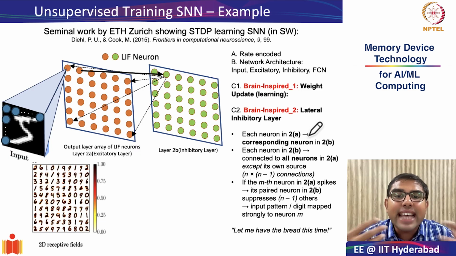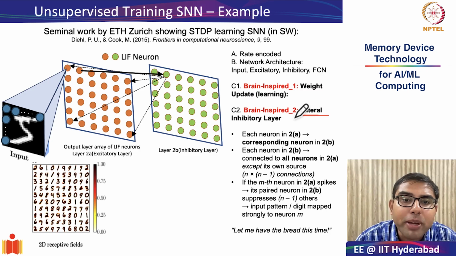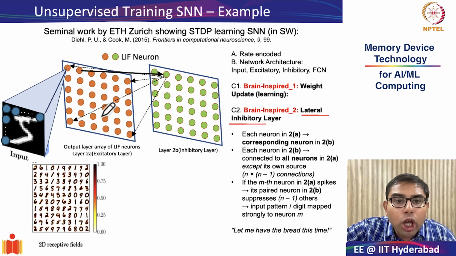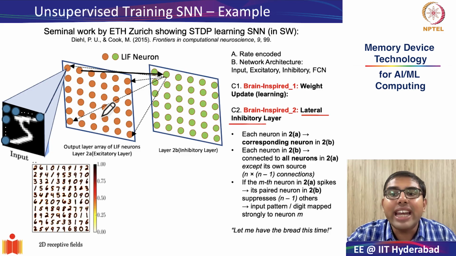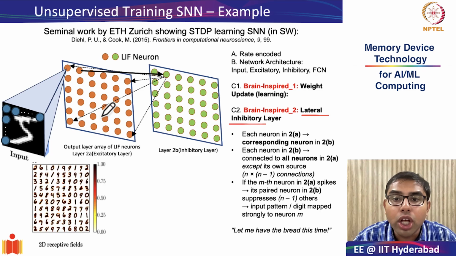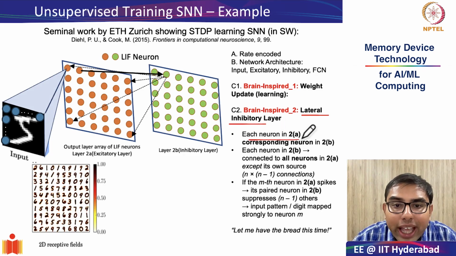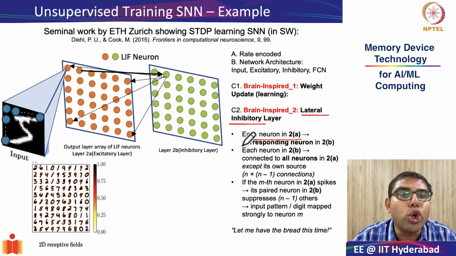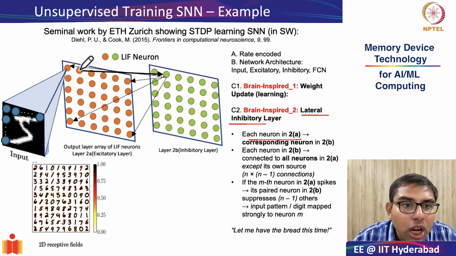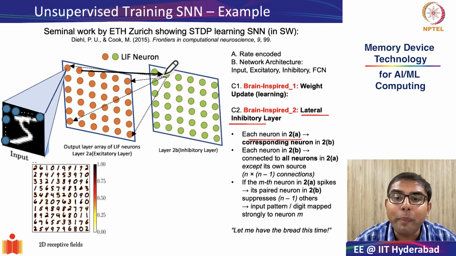Next, let's look at the second very interesting bio-inspired concept called lateral inhibition. And this is where the connection between the excitatory layer and inhibitory layer comes into the picture. Now let us understand how that is happening. Each excitatory neuron that is in layer 2A is connected to the corresponding neuron in 2B. That means each LIF neuron here is connected to the corresponding neuron in the inhibitory layer. So that is a one-to-one connection. So there are n one-to-one connections between these two layers.